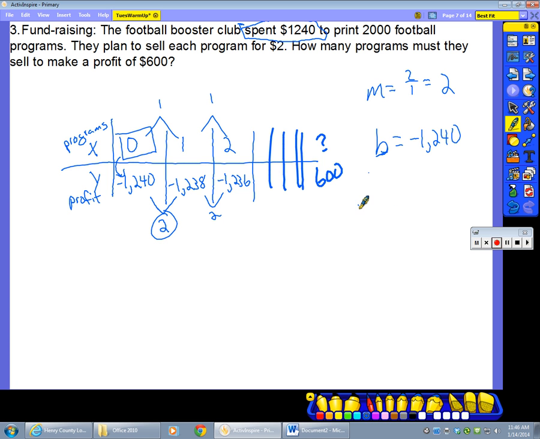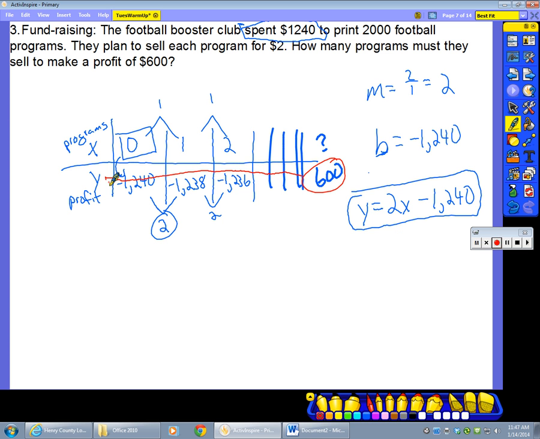Okay, so then my equation is going to be y equals 2x minus 1,240. Here's my equation using slope-intercept form. We're going to use that to solve for this situation. So I'm going to put 600 into my equation, and the way you know where to put it is 600 represents how much profit we're going to get. So it represents my y. So it's going to go right in there for y. So my equation now looks like 600 equals 2x minus 1,240.